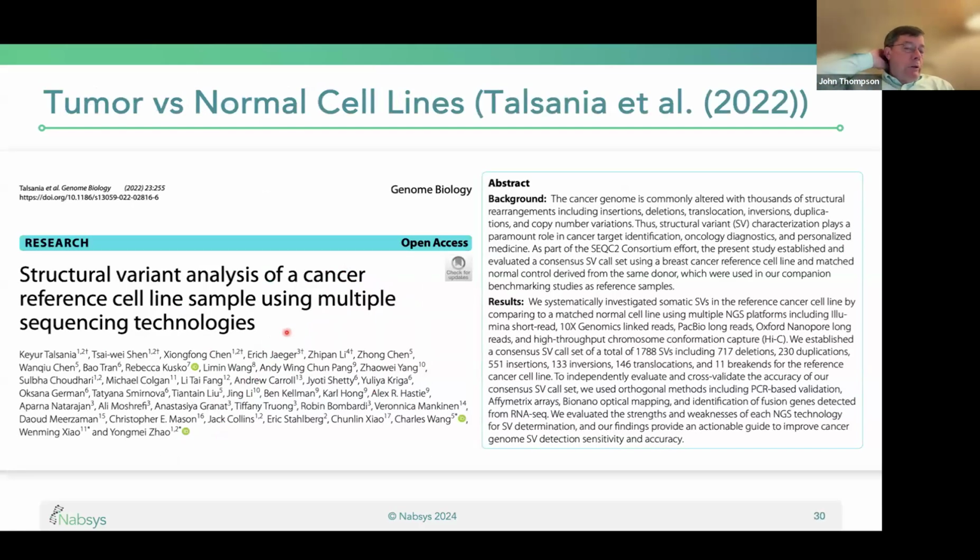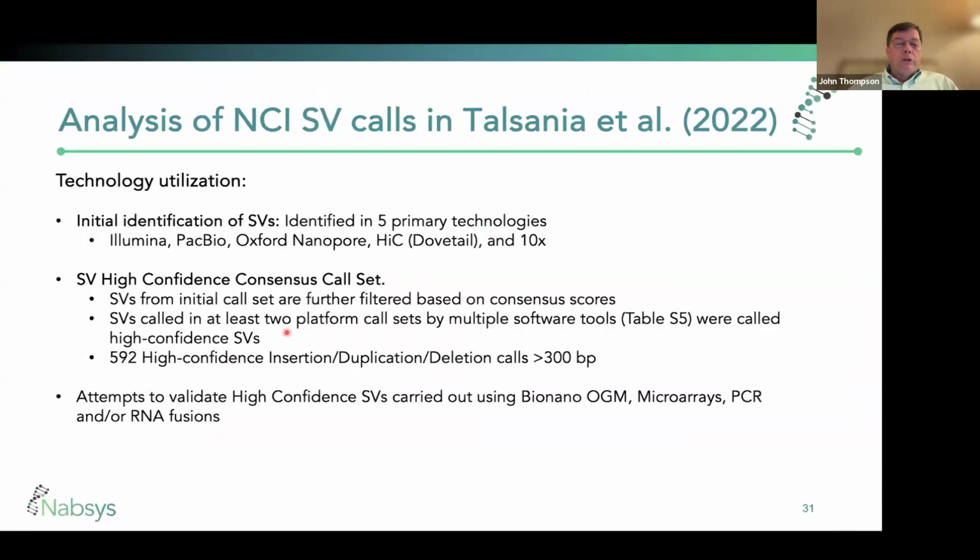Okay, to move into the cancer field, I'm going to talk about data from a paper that appeared in Genome Biology a couple of years ago, where they did a structural variant analysis of cancer. They used many technologies. Unfortunately, at that time, we couldn't use EGM because it did not have high enough throughput to routinely do whole human genomes, unlike the current time, where we're now routinely doing whole human genomes.